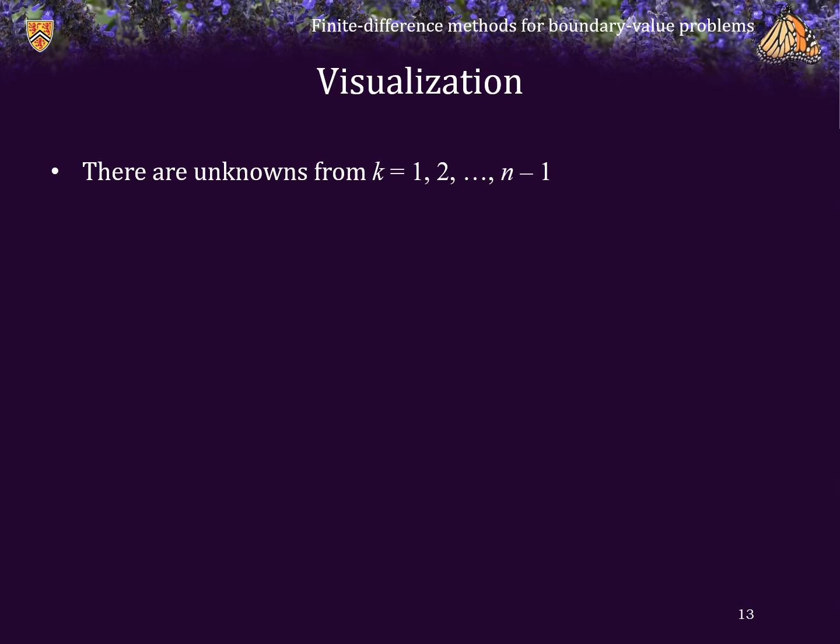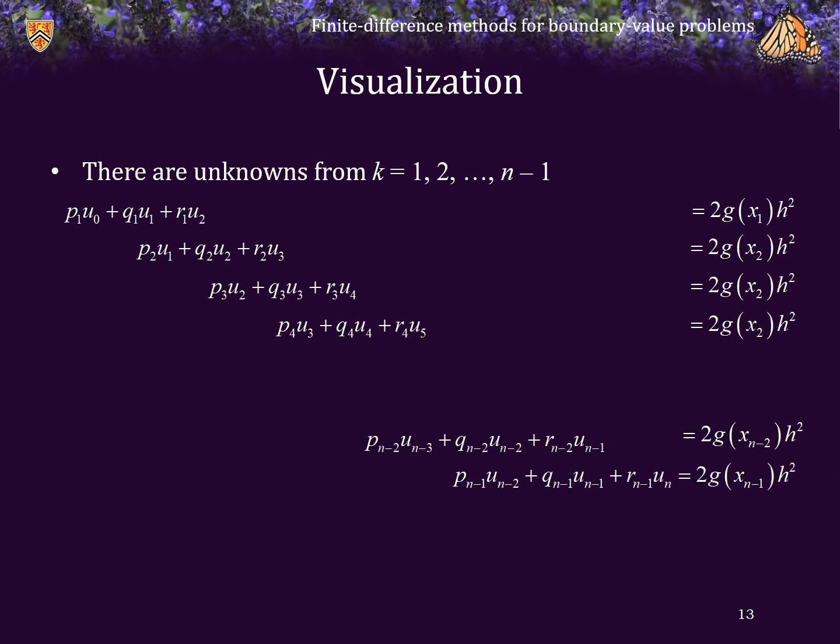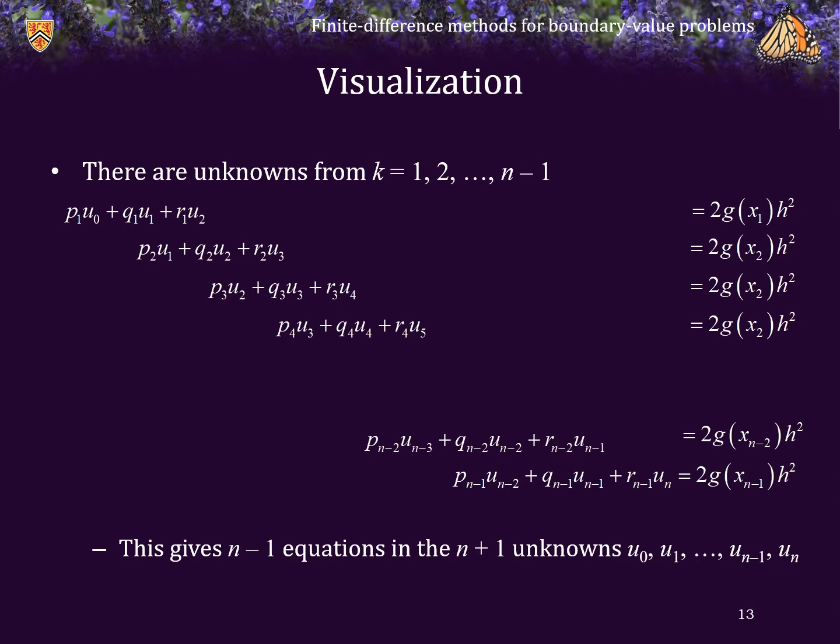So for each of the unknowns u sub 1 through u sub n minus 1, we can write down such a linear equation. For example, when k is equal to 1, we have a linear equation in u0, u1, and u2. When k is equal to 2, we have a linear equation in u1, u2, and u3. When k is equal to 3, u2, u3, and u4. The same with k equal to 4, and we can do so all the way up to k equaling n minus 1. As you can see, this gives us n minus 1 equations in n plus 1 unknowns, u0 through un.